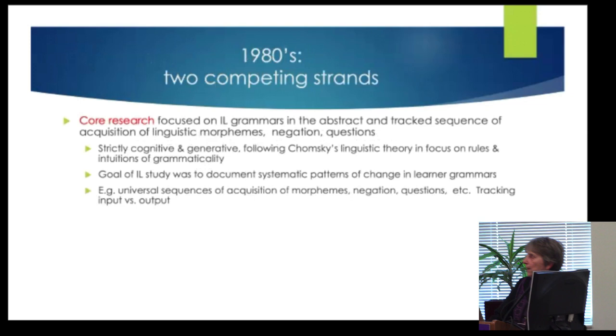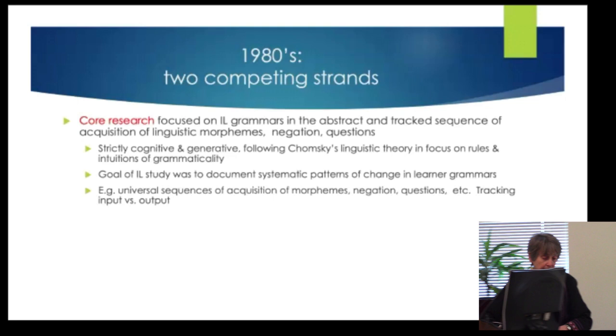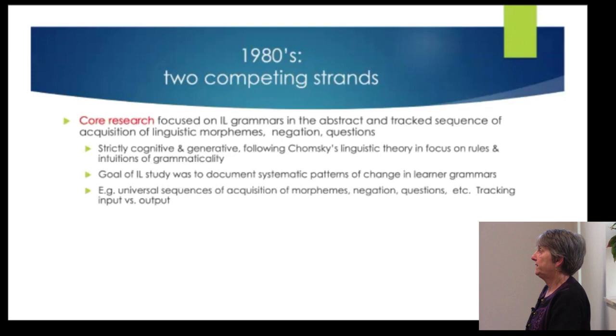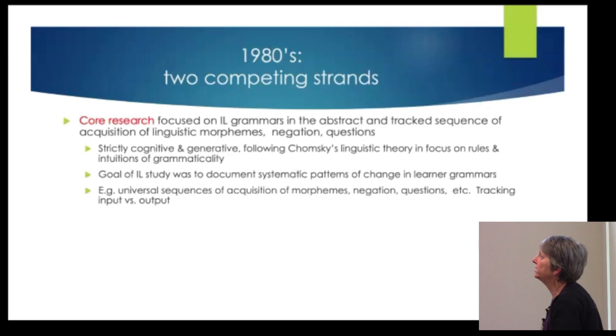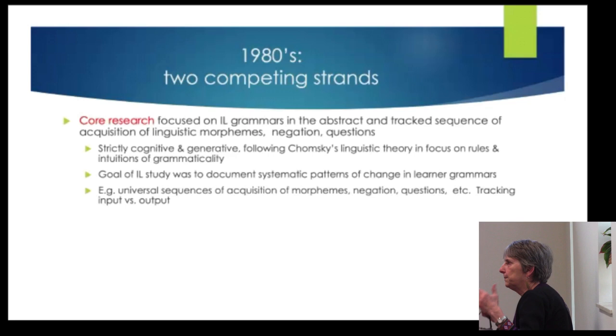So in the 80s, then, what happened was that there evolved sort of core research. And I would say it's fair to say that the mainstream of SLA research was cognitive, right? People focused on talking about interlanguage grammars in the abstract. They looked at the sequence of acquisition of linguistic morphemes, negation, questions. Not a peep about social context, right? It's just, do you know it?